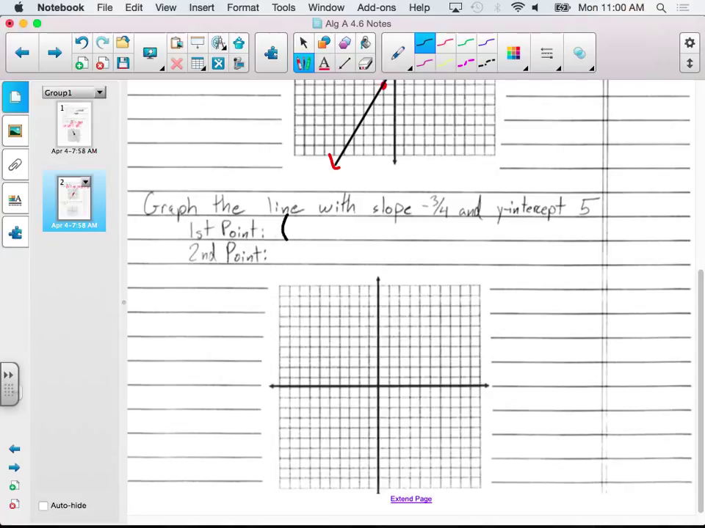You're not graphing yet. I want to see the 2 ways you can do rise over run and what that looks like. Good job.